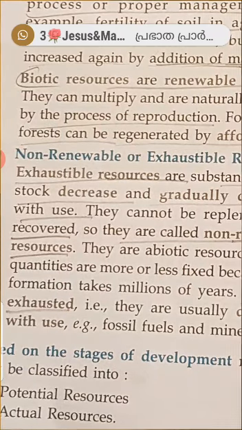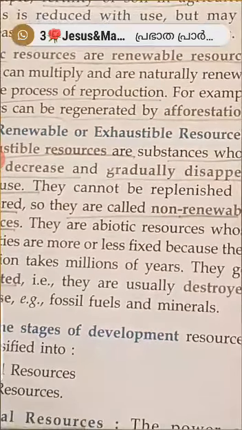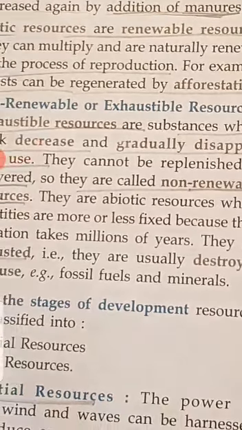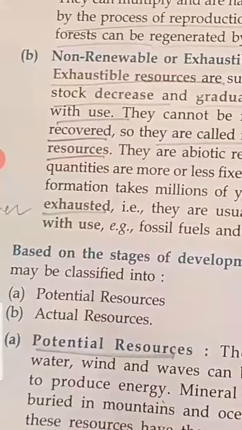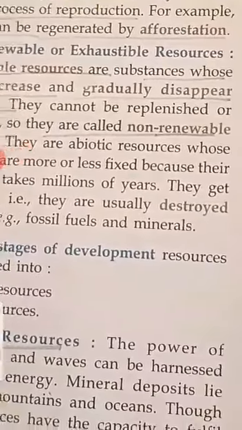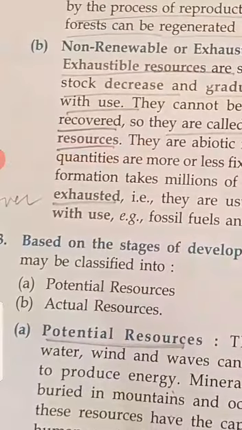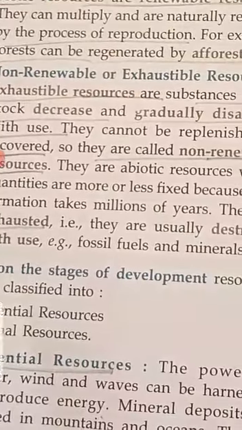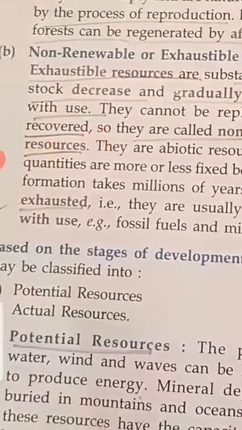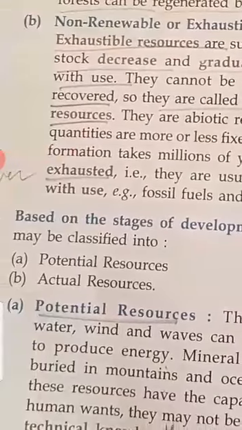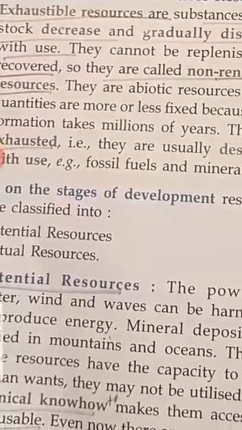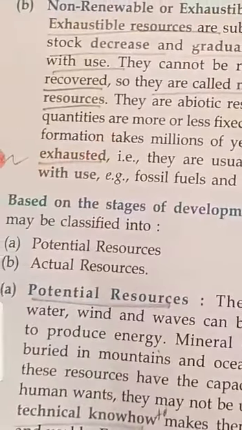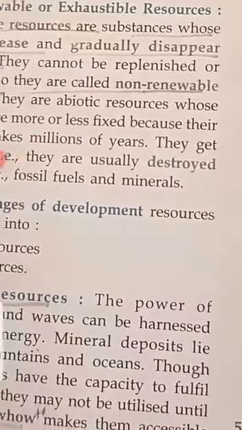Now the point B, non-renewable or exhaustible resources. Exhaustible resources are substances whose stock decreases and gradually disappears with use. Overuse of the things, one day it will get finished. They cannot be replenished or recovered. So they are called non-renewable resources.